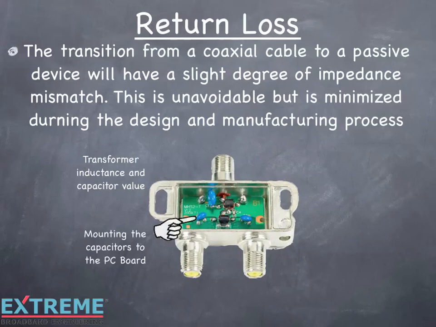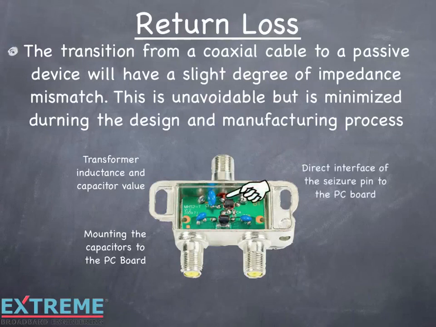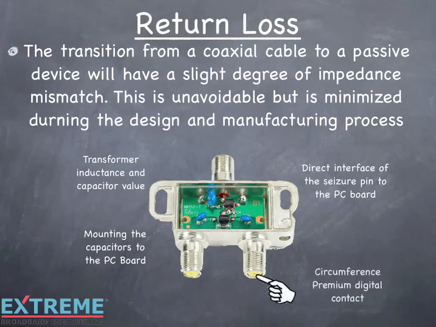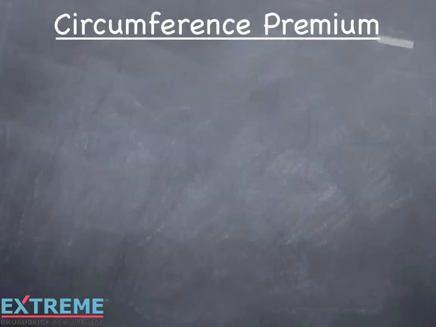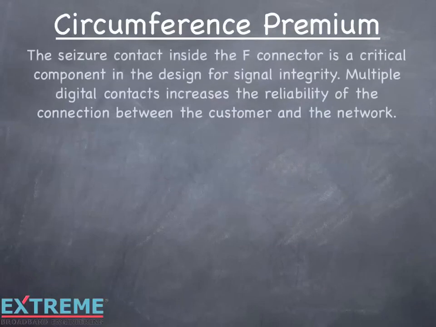Mounting the capacitors on the printed circuit board improves the high frequency return loss consistency. Direct interface of the seizure pin to the PC board improves return loss consistency. The circumference premium digital contact improves the impedance continuity. The seizure contact inside the F connector is a critical component in the design for signal integrity.